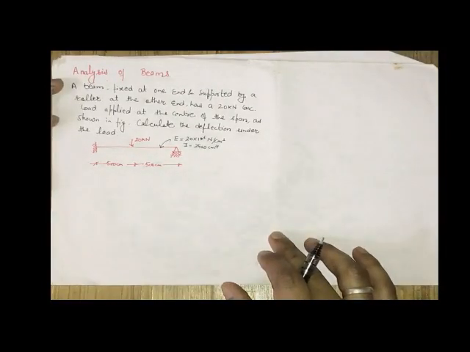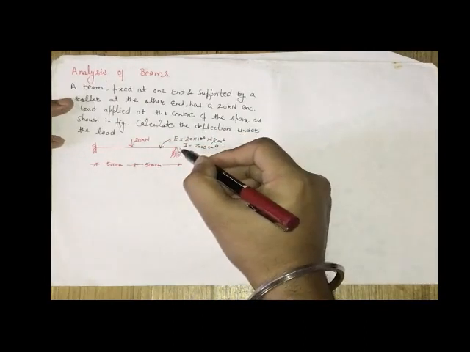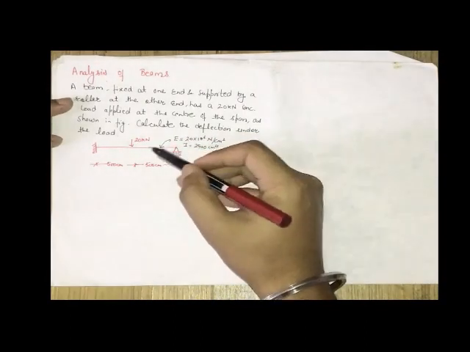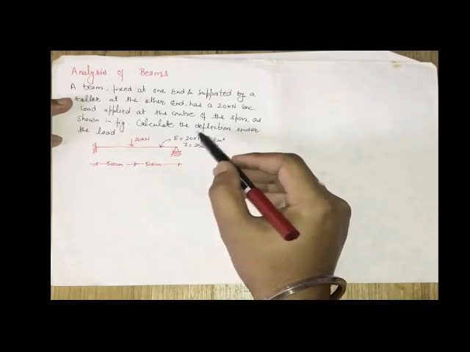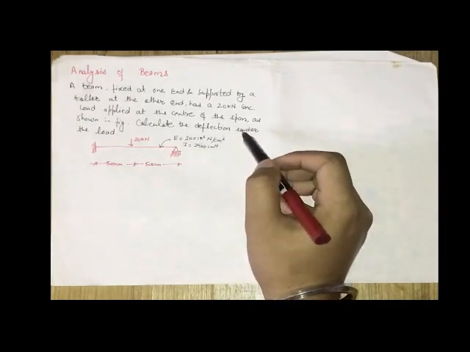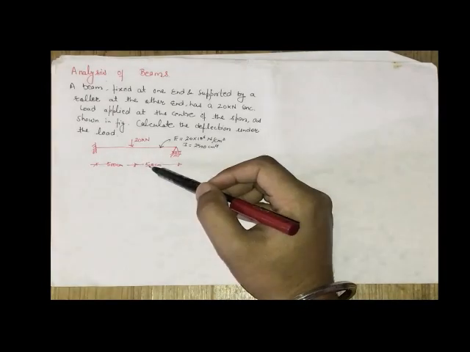We are going to solve the beam analysis using the finite element method. A beam is fixed at one end and supported by a roller at the other end. Here is the roller end, and a 20 kilonewton concentrated load is applied at the center of the span, as shown in the figure.